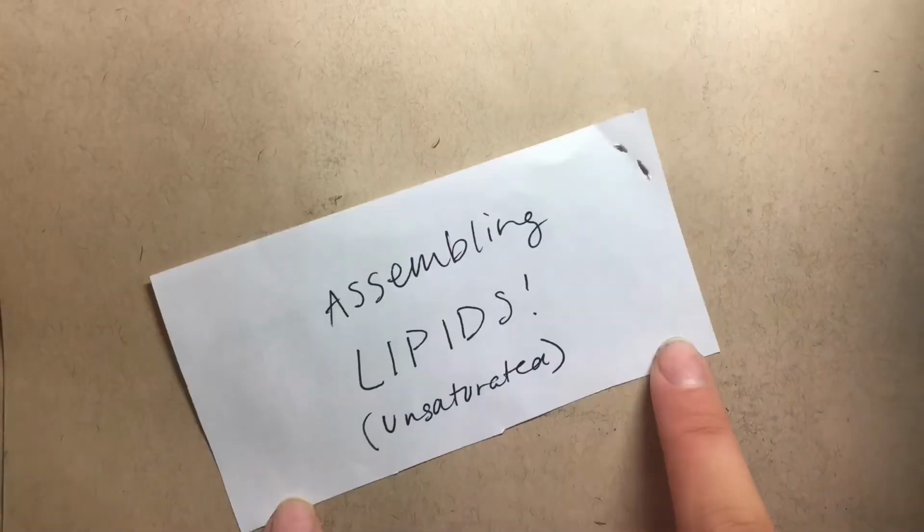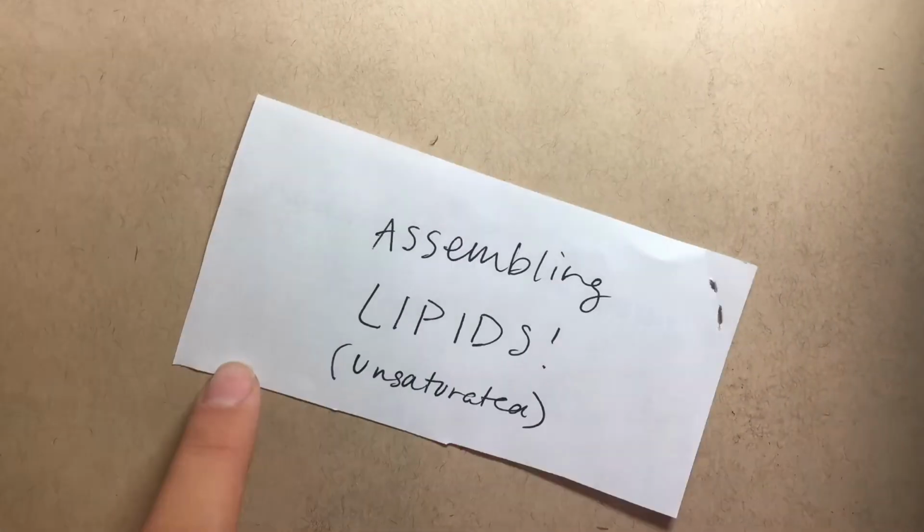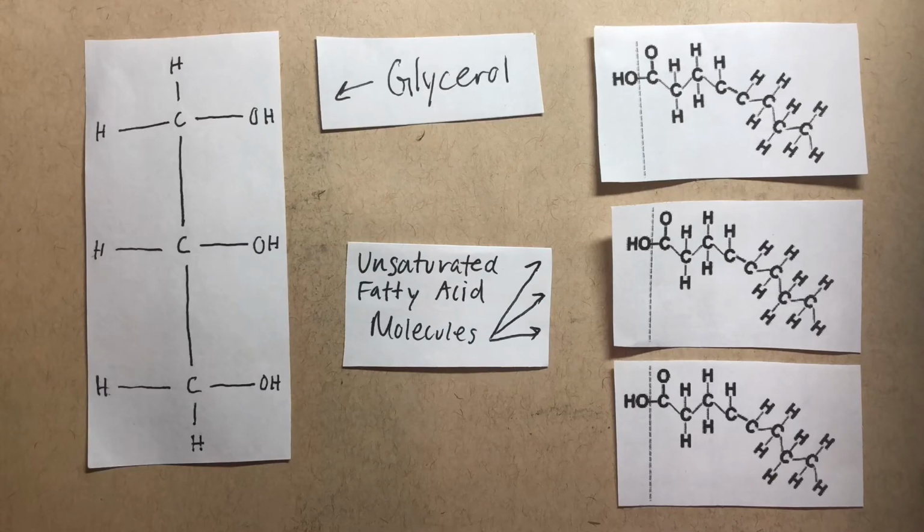Finally, we can move on to lipids. Today, I'll be building an unsaturated lipid molecule. To do so, I'll need one glycerol molecule, which can be seen on the left, and three unsaturated fatty acid chains, each of which are on the right.